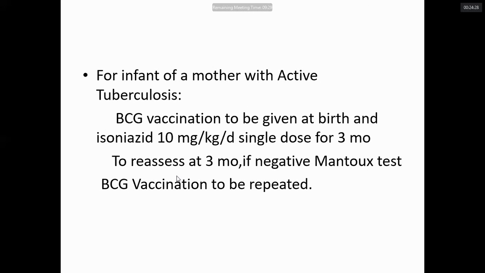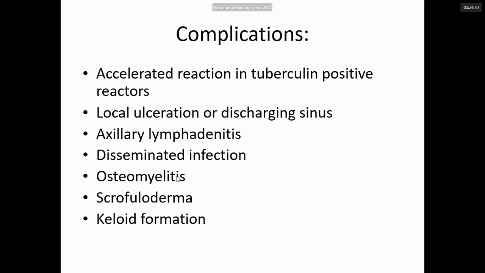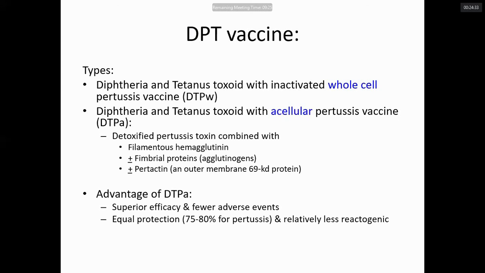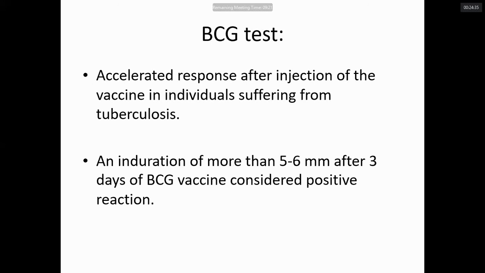So there was another test called the BCG test. What is that test? It was done for diagnosis of tuberculosis, congenital tuberculosis previously, but it is not done nowadays. This is the accelerated response after injection of the vaccine in individuals suffering from tuberculosis. If a patient is suffering from tuberculosis and you do the BCG test, then there is an accelerated response. There is induration of more than 5 to 6 millimeter after 3 days of BCG vaccination, and that is considered a positive reaction for a positive BCG test. But this is not frequently done nowadays.